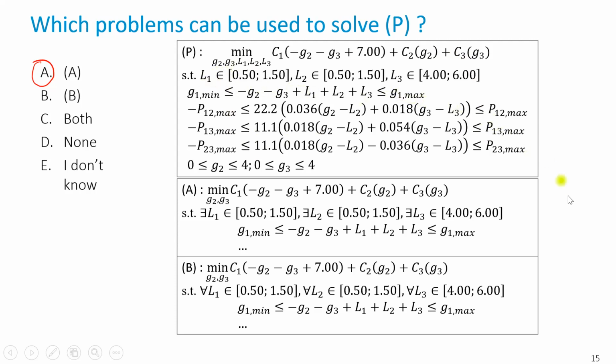The real thing we probably want to solve is problem B. We say, I don't know what the loads will be, but I need to decide now on the generator set point. So whatever the load values, all my constraints should be satisfied here. So the good news is solving A is the same as P. The other good news is that now you are able to make the difference. But the next question is, how do we solve a problem such as B here?